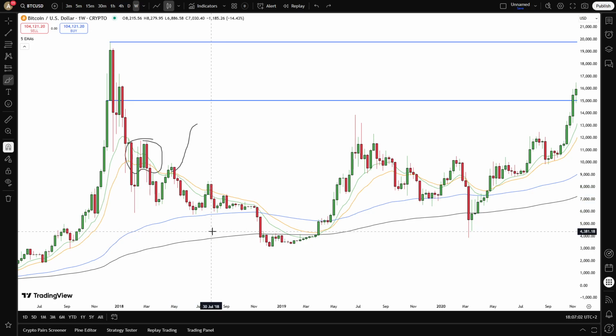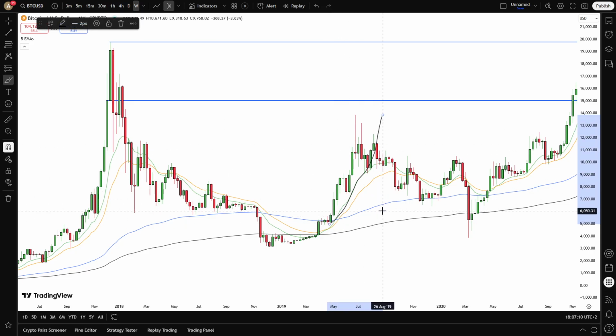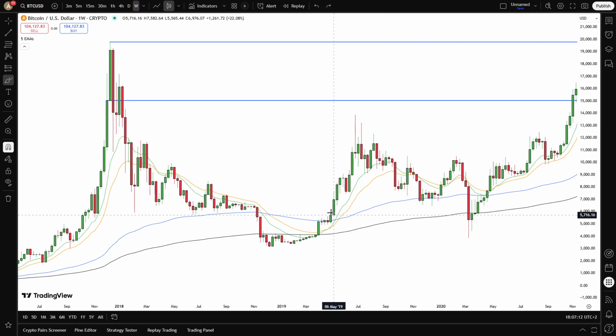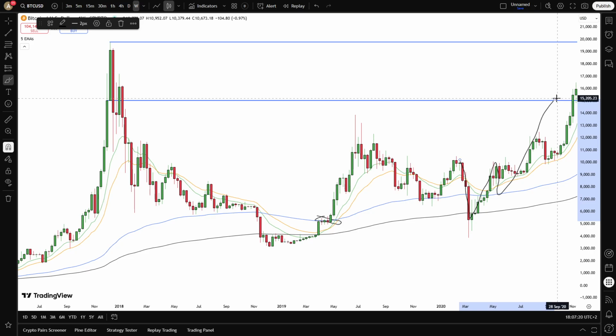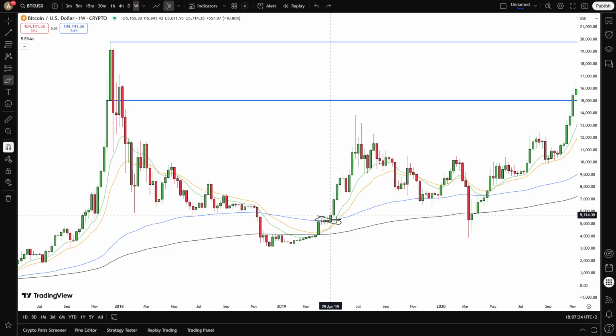Okay. Now let's do this the opposite way. You see the cross right here. Where do you get back into? Previous consolidation. Yes. Crash. Up. And where are the EMAs again? Your lower time frame trend shifted here.